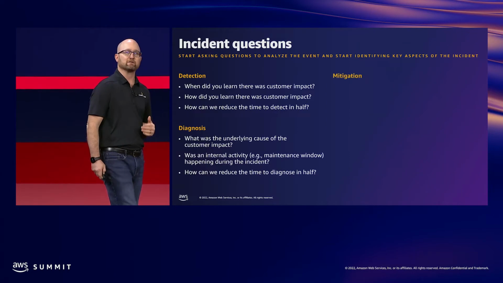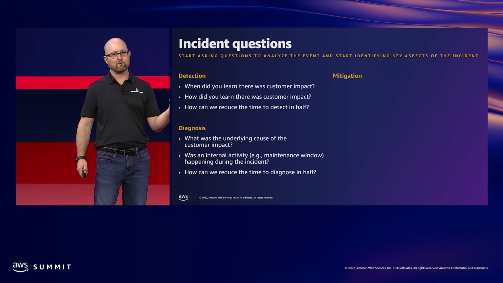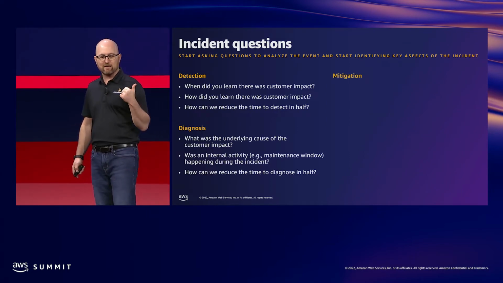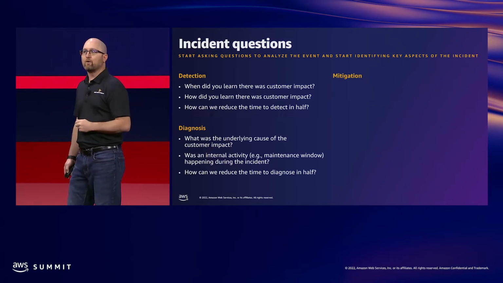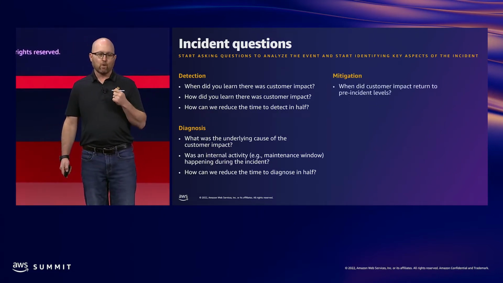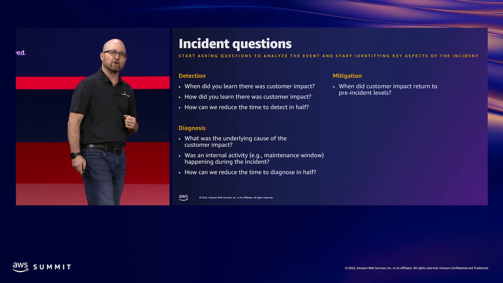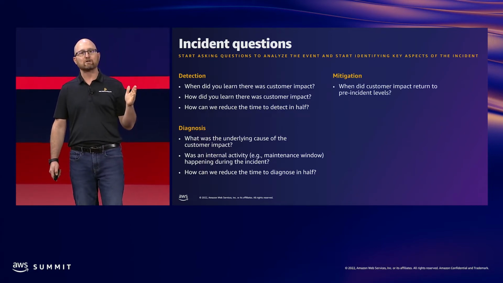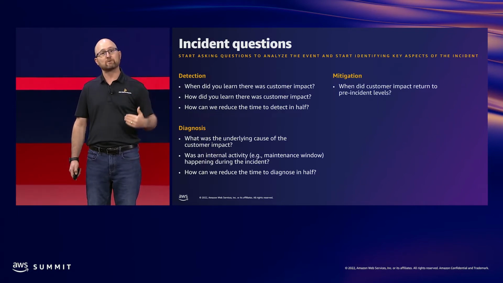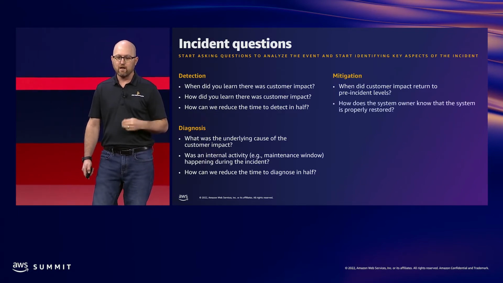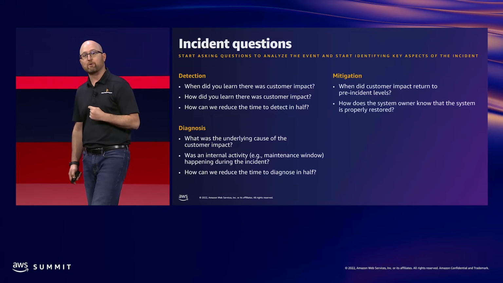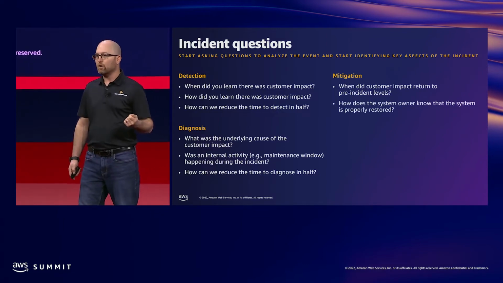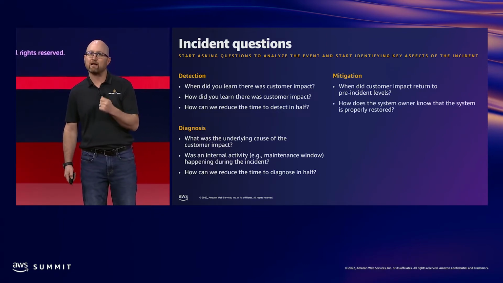And then mitigation. Once I know that there was a problem, and once I've figured out exactly what it was, how do I fix it? We need to know when the customer impact returned to pre-incident levels. In other words, when were we back to normal, so that we know the steps we took to get there? How does the system owner know that the system is properly restored? Are we guessing? Or do we have metrics that can show us exactly what happened?